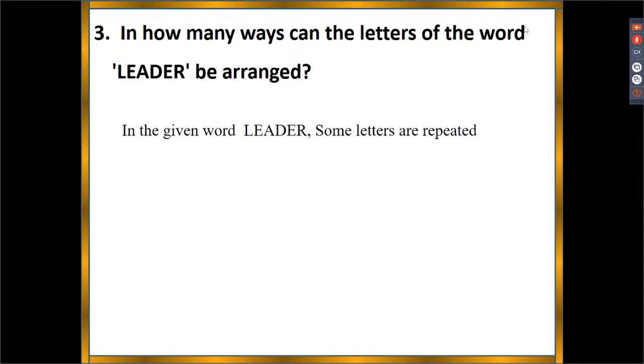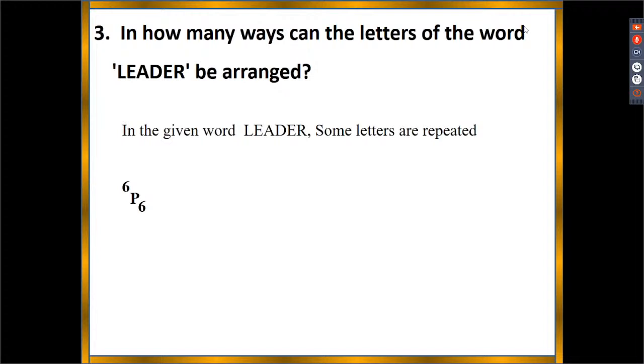So in LEADER, there are 6 letters. But E is repeated 2 times. L is not repeating, L is only 1 time. A 1 time, D 1 time and R 1 time. Whenever the letters are repeated, everyone please understand. Out of 6 letters, we can use all letters at a time without repetition directly.